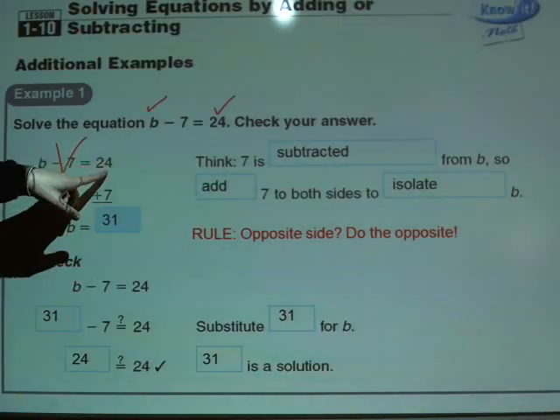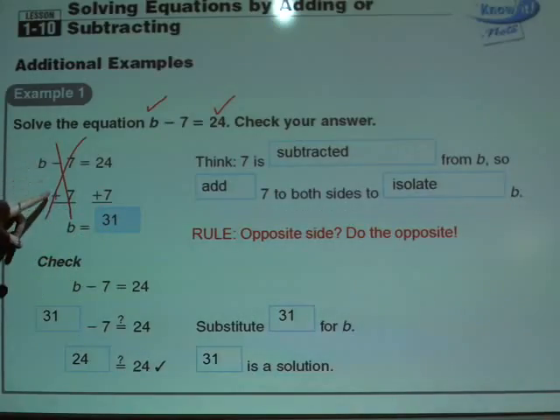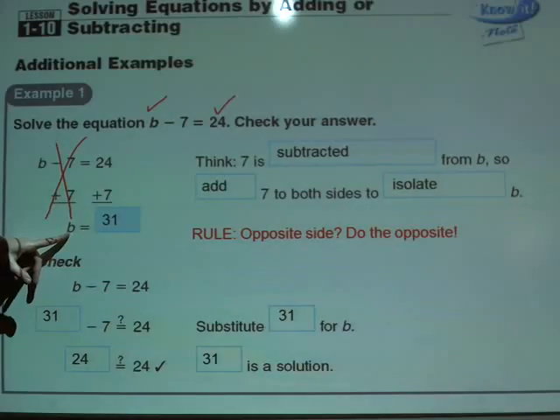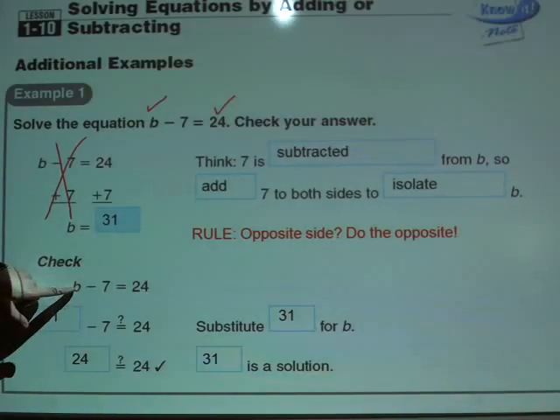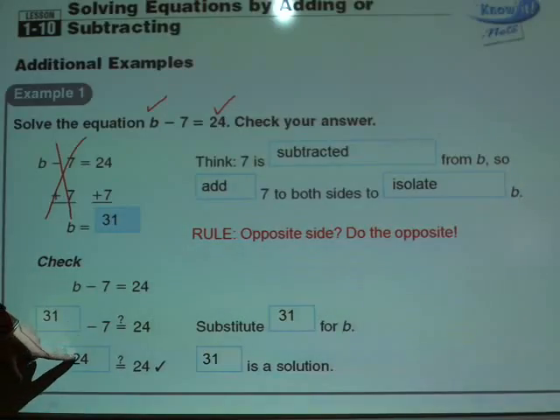And then over here on this side it says 24 plus 7, that's 31. Over here I'm left with b. Well, that's good because that's what I'm supposed to figure out, what that variable equals, in this case b. Well, we just figured out that b is 31. As we can see, we check it here by doing 31 minus 7, which is equal to 24. Since both sides of the equal sign read 24, that's how we know we did this correctly.